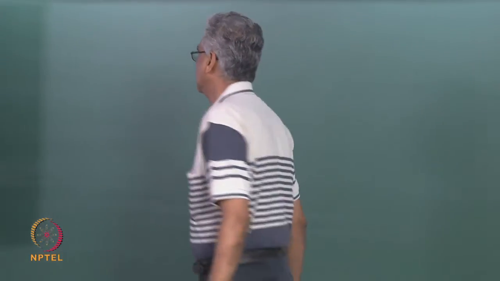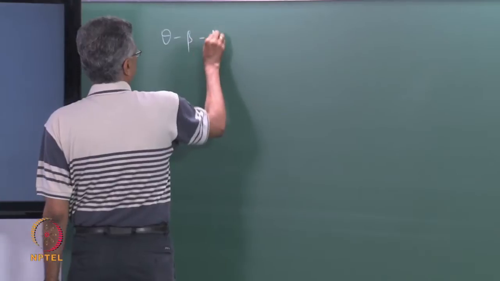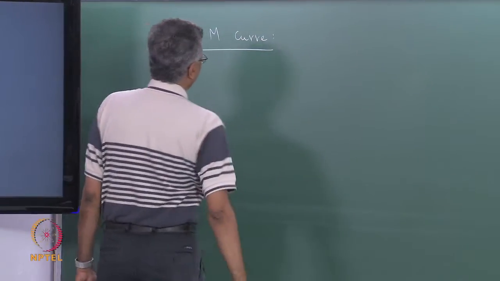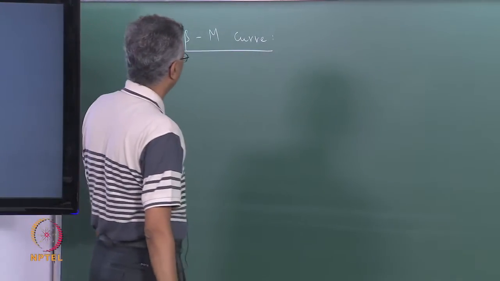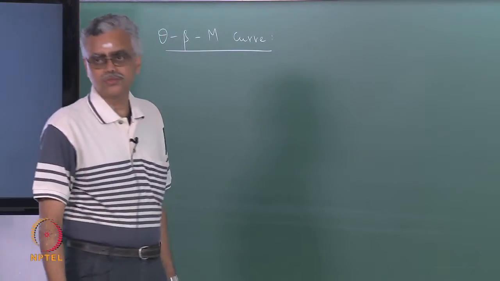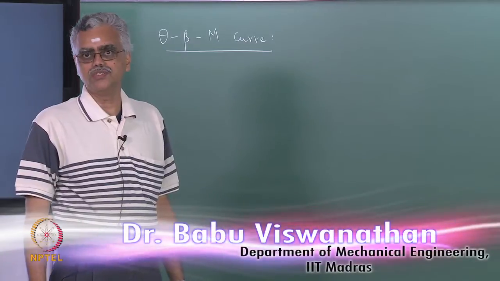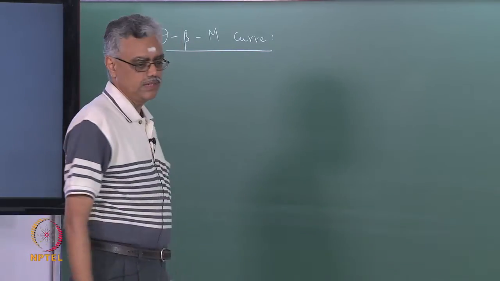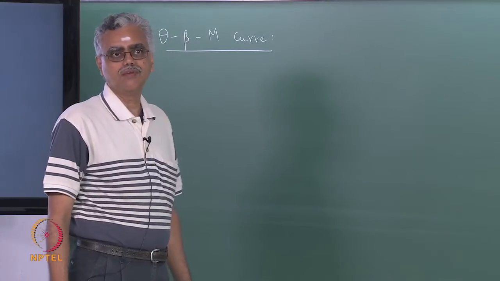In the last class, we looked at the derivation of the theta-beta-M curve, and what we are going to do today is look at the behavior of the curve. We are not going to try to solve the equation because it is a very complex nonlinear equation, but we are going to look at the behavior of the curve for different values of the parameters.